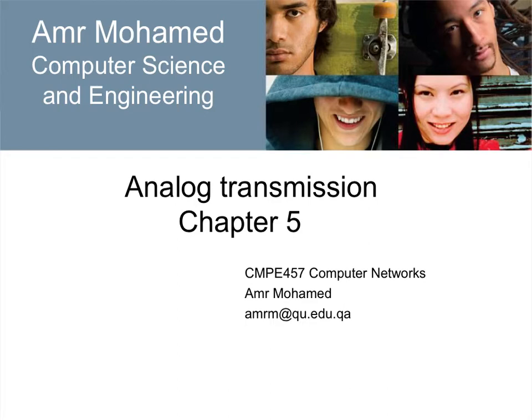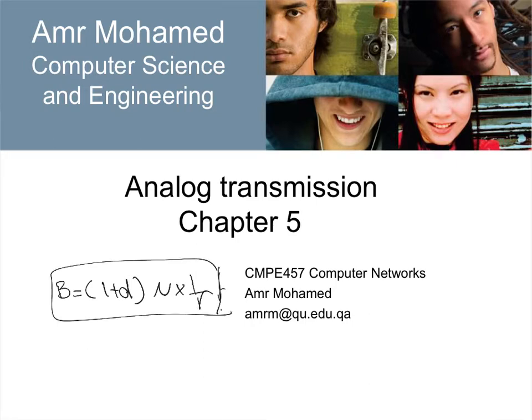Okay. For analog transmission, as we said, we will transfer the digital bits on top of an analog signal. So we will convert the digital bits to an analog signal, in which case we talk about broadband communication. And now we discuss the bandwidth as (1 + D) times S, and S is N times 1 over R. So instead of C, the factor now becomes 1 plus D, because here we're talking about the filtering effect.